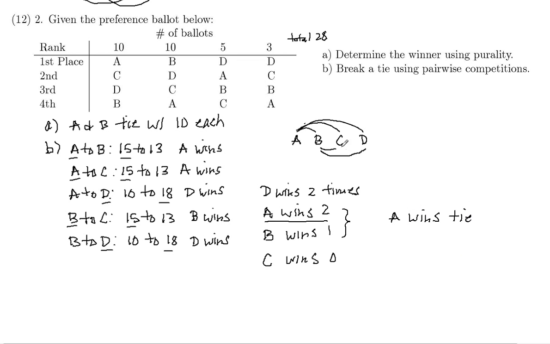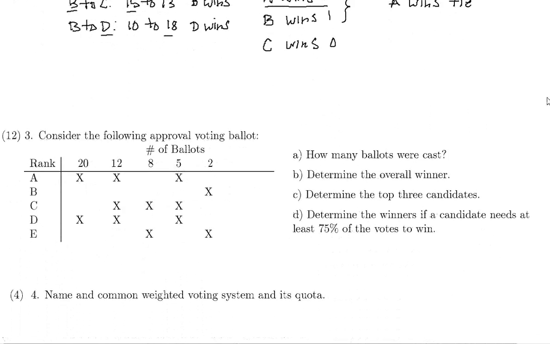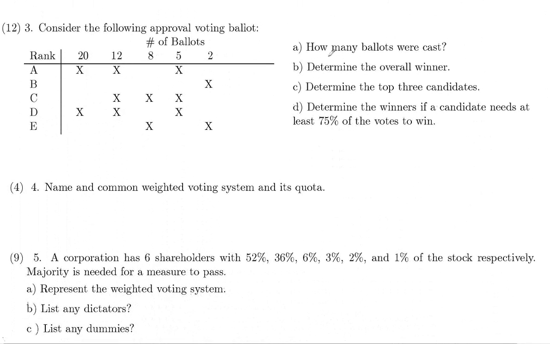You would include this last one if we weren't breaking a tie, if we were just doing an overall winner of all 4. Okay, and then next up we got an approval ballot. So this is where you vote for more than one candidate, so you can have multiple winners, depending on what your criterion are here.